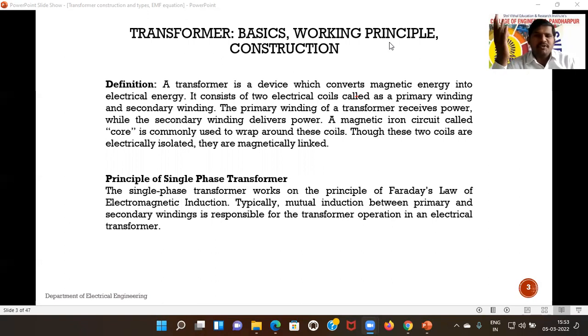So what is the mutual induction principle? Can anyone tell? You people already studied that part.